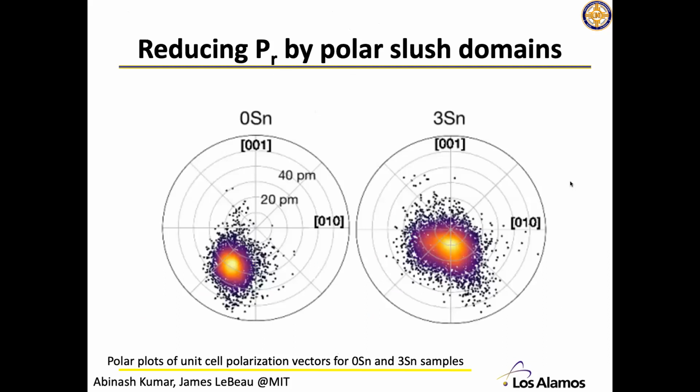That will make these samples very robust and without effect from the electric fields. And this is the polar plot for the polarization vector, for 0% compared to 3%. The large diverse angle means you have more diverse polarization in different directions. That is another way of saying these domains are smaller.